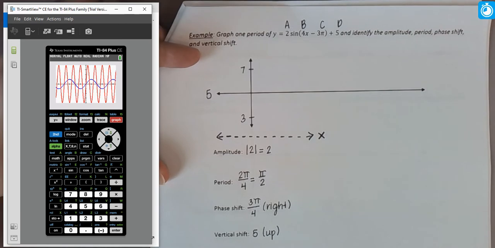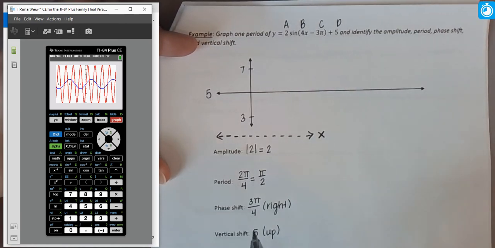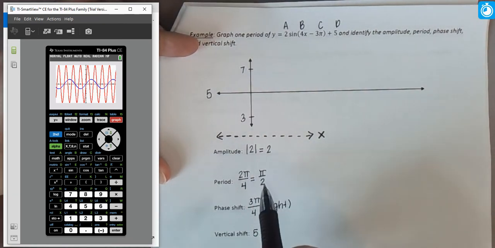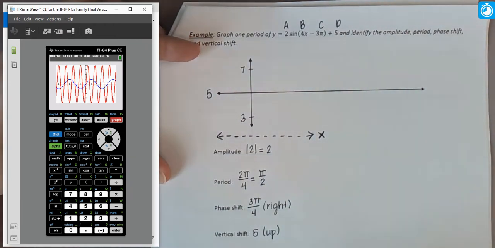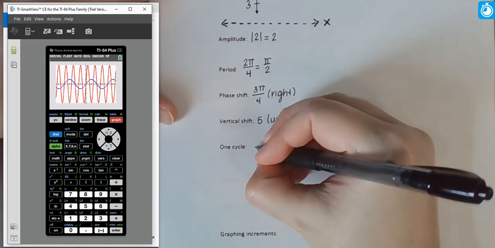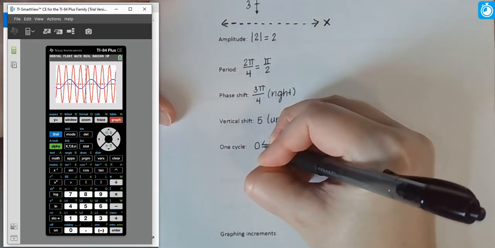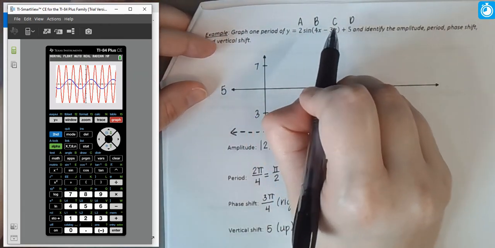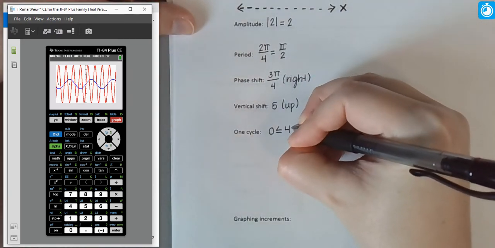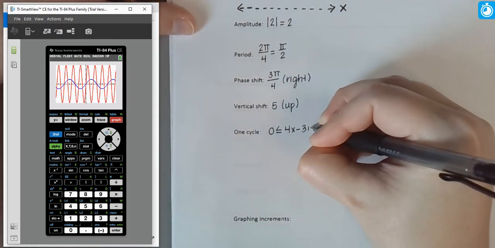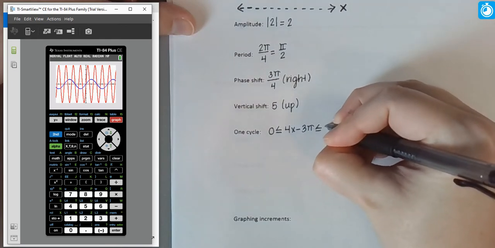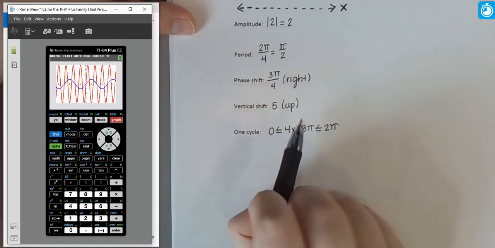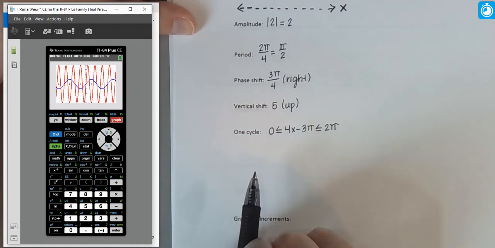So what is our new graphing cycle going to look like, considering that not only have we shrunk our horizontal distance, but we've also shifted things over to the right? Where is our graph going to start? Where is it going to end? So again, our standard cycle for our standard input is from 0 to 2 pi. But what's the effect on x, given that we have these two new constants here? So 4x minus 3 pi, our input, goes from 0 to 2 pi. So based on that, what are the boundaries on x?